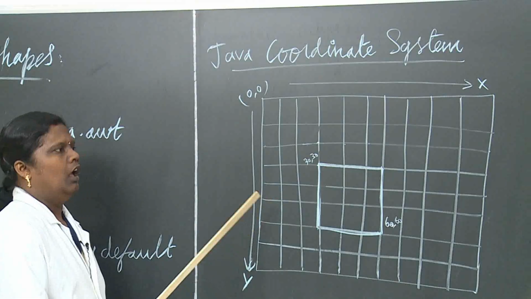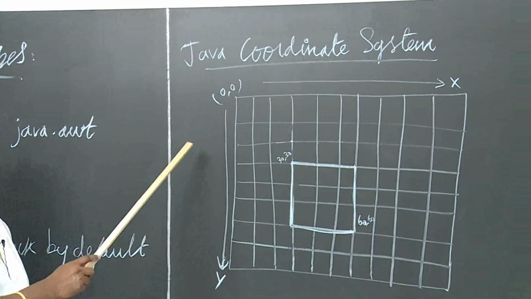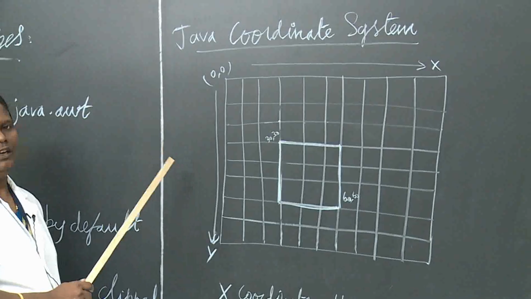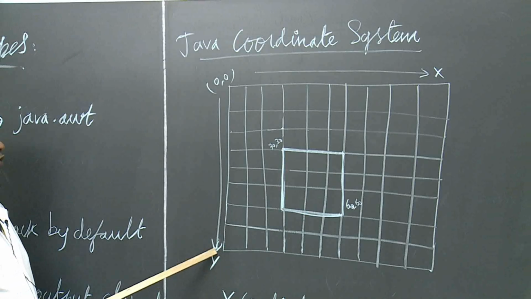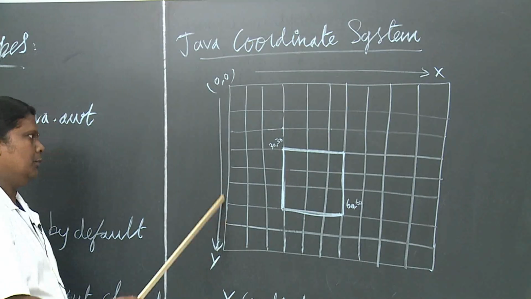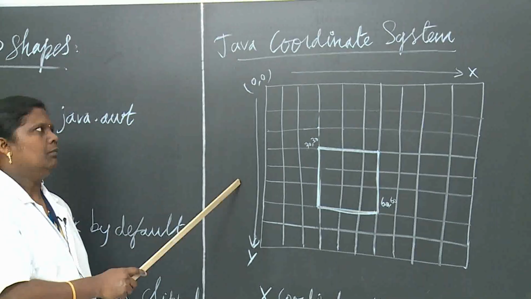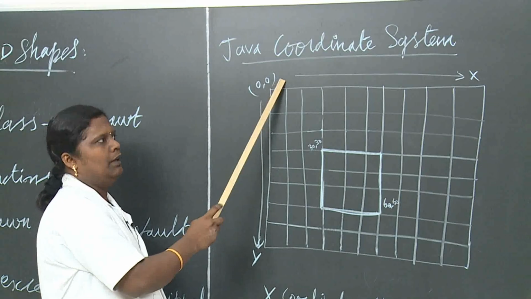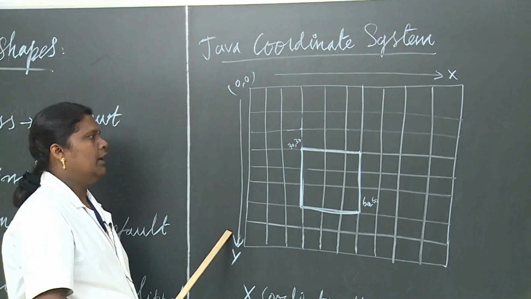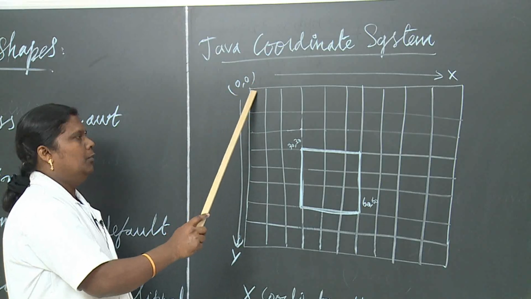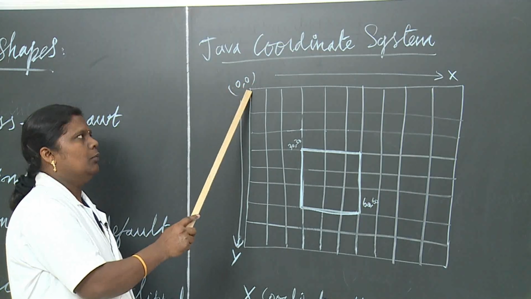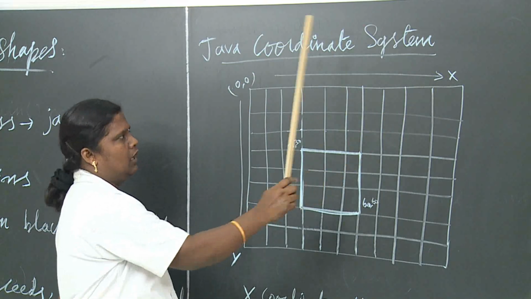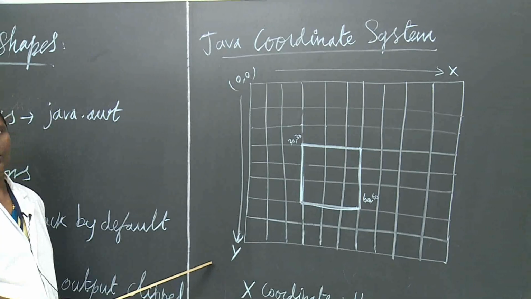The next point is the Java coordinate system. Before we consider our shapes, we need to know basic things like how the Java coordinate system works. Usually in mathematics, we follow 0,0 with the x-axis and the y-axis. But unlike that, Java's origin 0,0 is at the top left of the graph. From left to right it represents the x coordinate, and from top to bottom it represents the y coordinate.